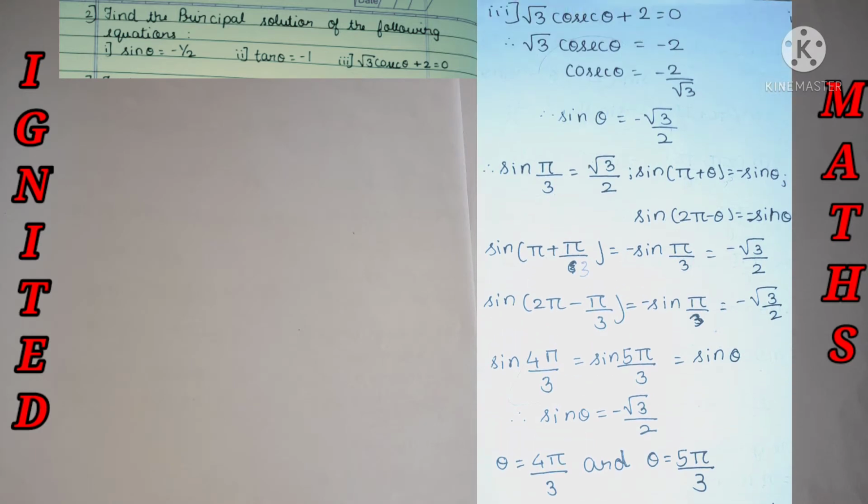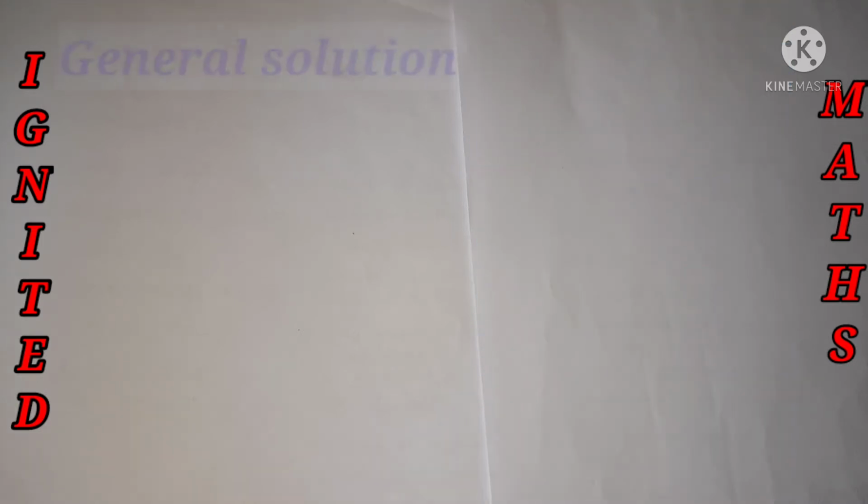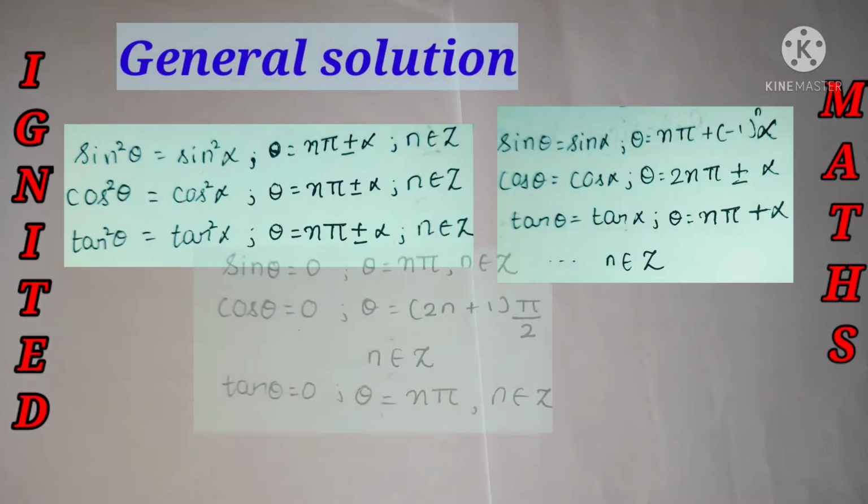For doing the third sub question, the question is given as root 3 cosec theta plus 2 is equal to 0. So we need to find the principal solution. Root 3 cosec theta is equal to minus 2, and cosec theta is equal to minus 2 by root 3, and by the trigonometry tables with the trigonometric functions of the allied angles we can find it. We have come across the principal solution.